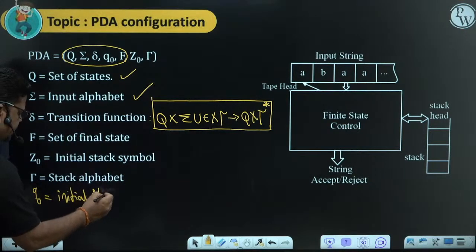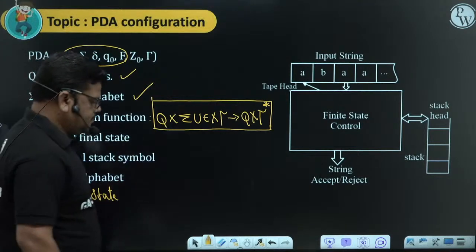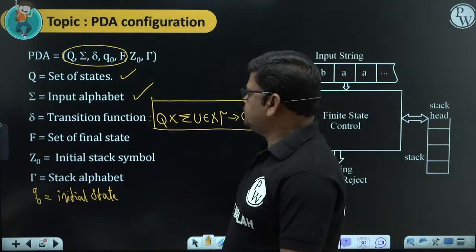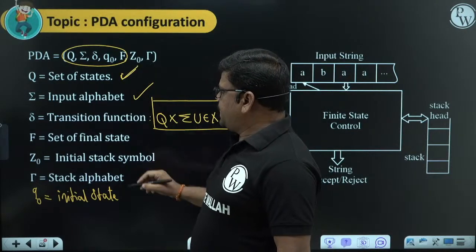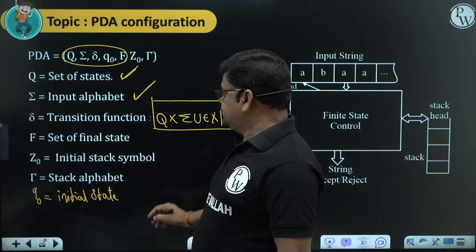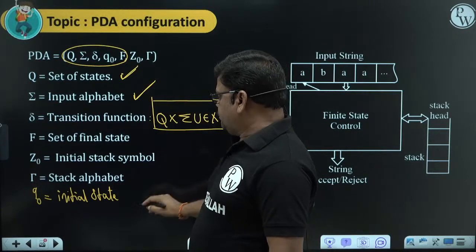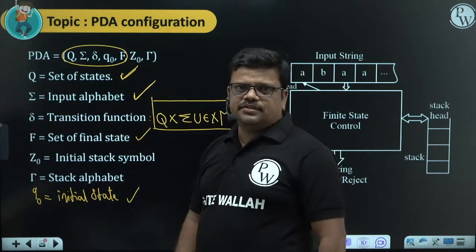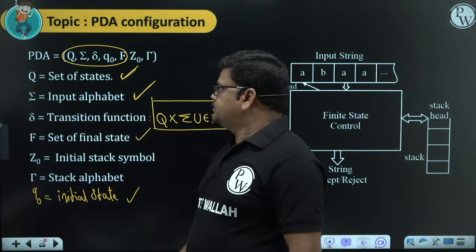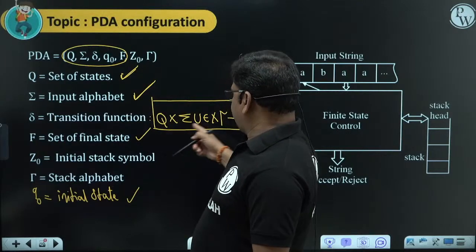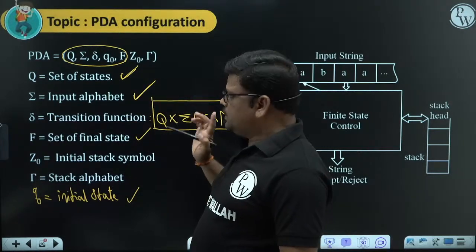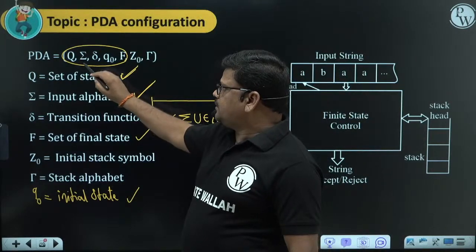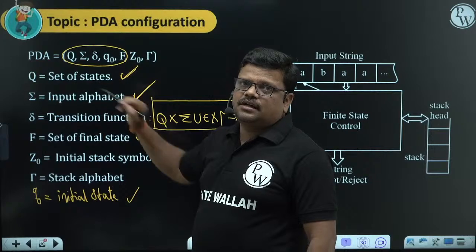Only one initial state allowed. Q0 is the initial state. We have the set of states, input alphabet, Q0 the initial state, and F the set of final states. Order is not compulsory here, you can write in any order. And delta is the transition function. These 5 things are the same as in finite automata: states, input alphabet, initial state, final state, transition function.